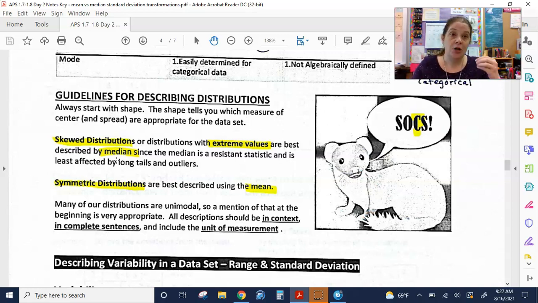So when we're talking about center, start with shape. If you see a large skew or you see extreme values, go with median. And if you see something that is approximately symmetric, you want to go with mean. Now, the other part of this is if you're dealing with a box plot, no matter if it's skewed or symmetric, you're going to talk about median because median is right down the middle of that box, already there for you.